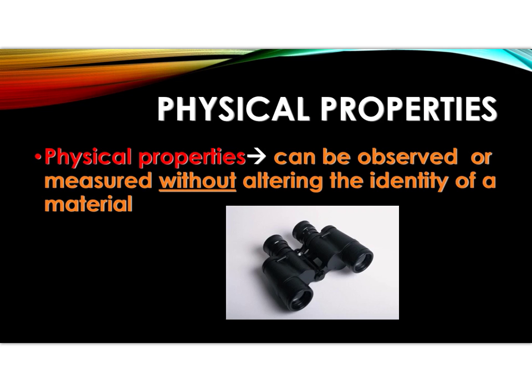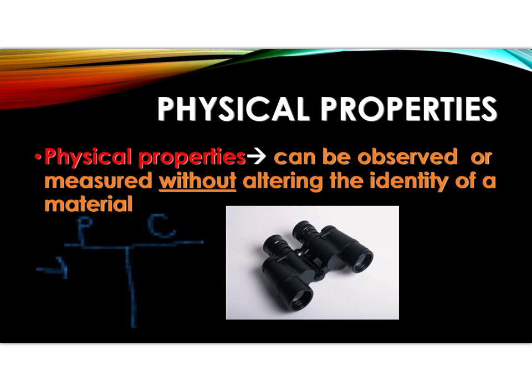The remainder of our notes are about the differences between physical and chemical properties and changes. I would recommend that you create a T-chart of sorts, and that you put physical on one side and chemical on the other. Physical properties can be observed or measured without altering the identity of a material. Make sure you write down this definition on the left side of your T-chart.